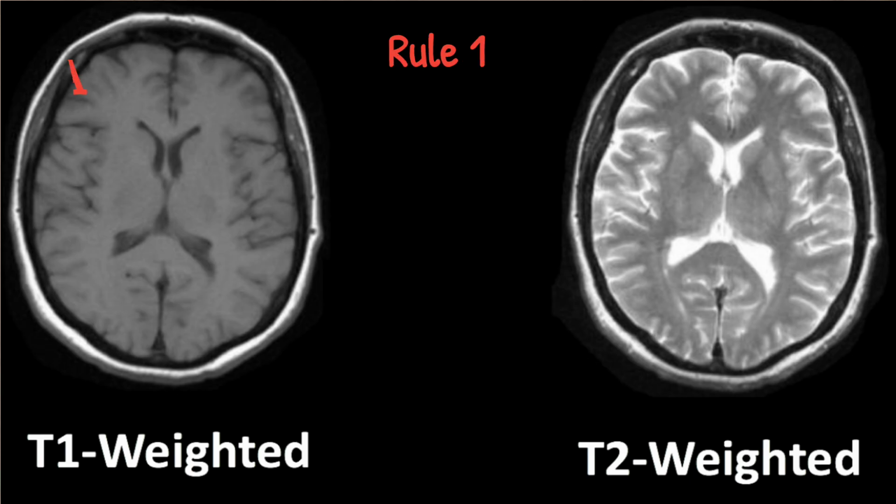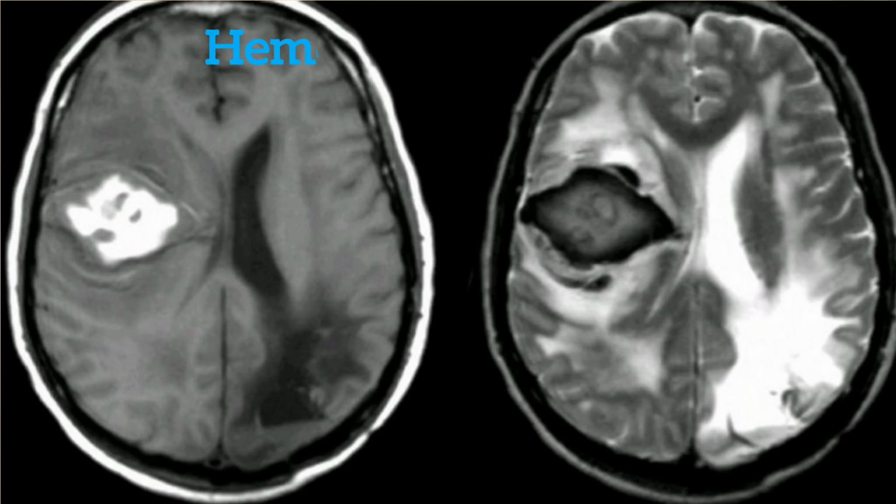Now let's apply rule 1. Image A is T1 and you can see that the white matter is white and CSF is black. Image B is T2 and you can see that white matter is black and CSF is white. So rule number 1 applies here.